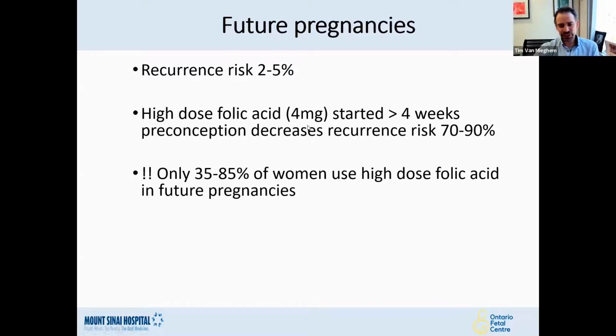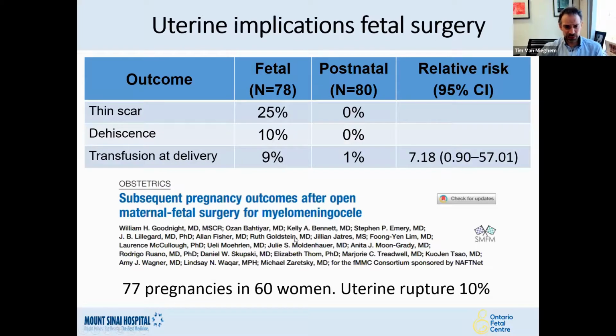I think there is less data available on vitamin B12 and inositol, but certainly high-risk patients in our population have been recommended to take those other two medications. And of importance, I think, is that we really stress this to the maximum, because we do know that only about 35 to 85% of women with a previous child with spina bifida will ultimately take high-dose folic acid in future pregnancies. So there is still a big knowledge translation gap there. And then lastly, in women who have undergone fetal surgery, we speak about the risk of the scars in future pregnancy and the risk of uterine rupture, which is probably in the range of about 10%.